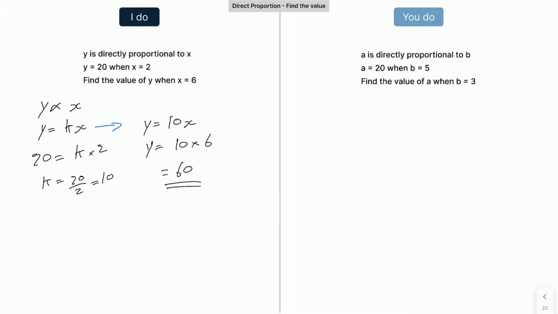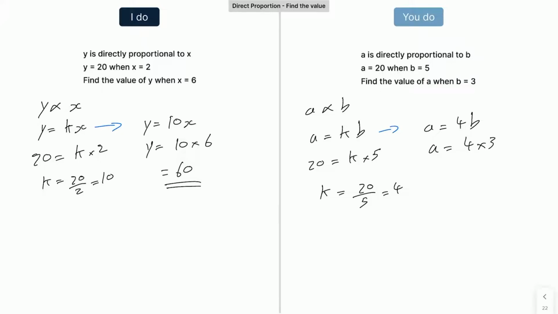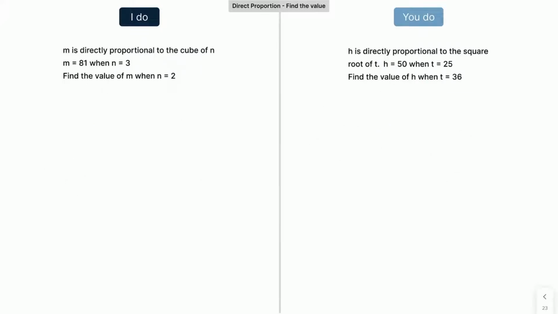So again, hopefully you've pressed pause and had a go at the example on the right. So reading the first line, it says A is directly proportional to B. I'm going to write that as an equation, replace that symbol with an equals and a k, substitute the values in for A and B to get the value of k. Rearrange that. Now that I know what k is, I can substitute that into this. A is equal to 4b. And now the question says find the value of a when b is 3. So a is equal to 4 times, put b into there, and that value is 12.